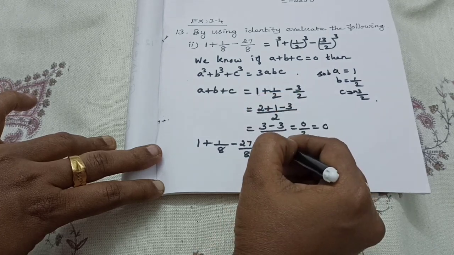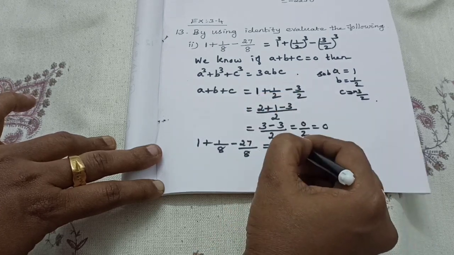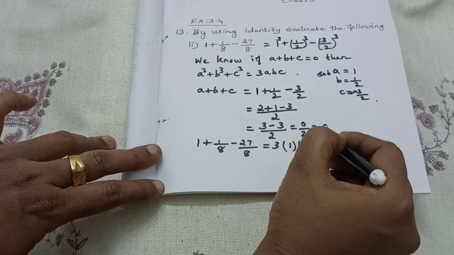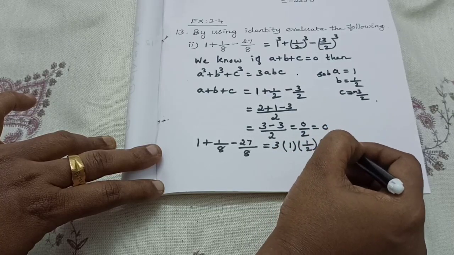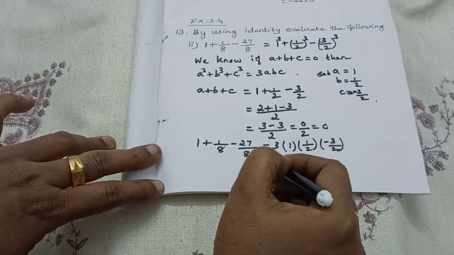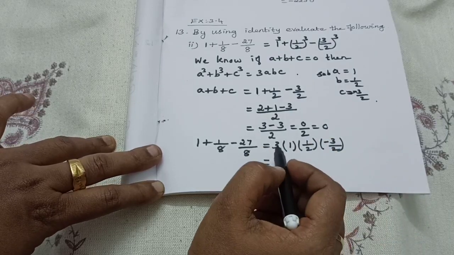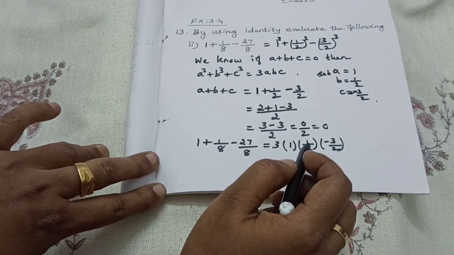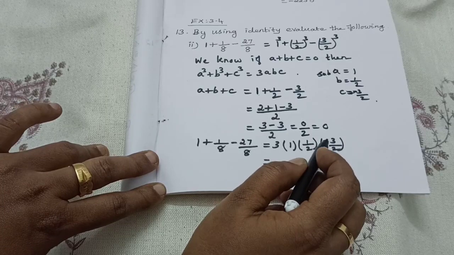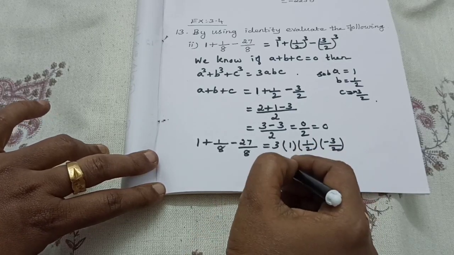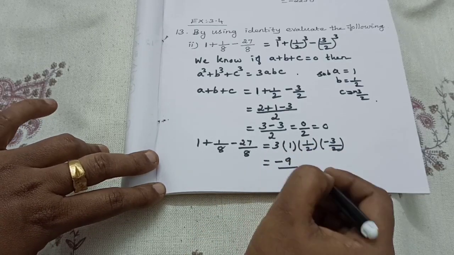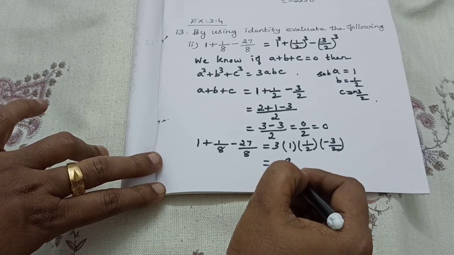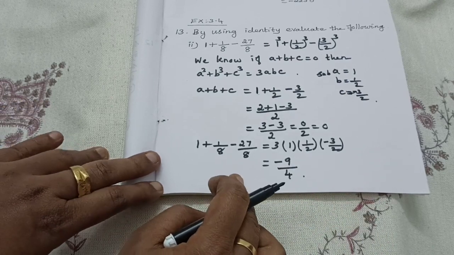3 into a is 1, and b is 1 by 2, into minus 3 by 2. Okay, and equal to, here 3 into 1 is 3. 3 into 1 is 3, isn't it? Then 3 into minus 3 is minus 9. Minus 9 divided by 2 2s are 4. Okay, did you get the answer? Any doubt?